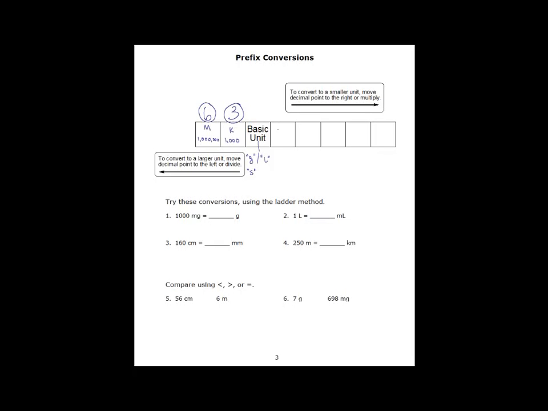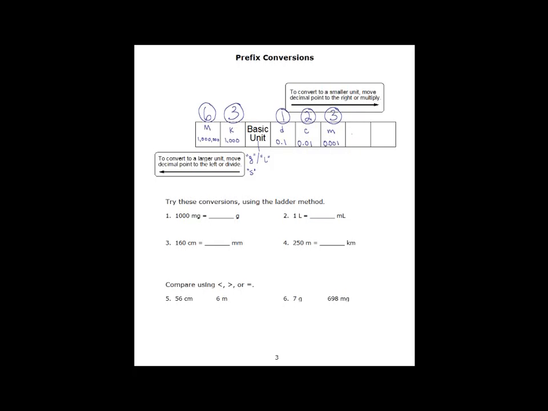Okay, after the basic unit we have deci, which is a lowercase d, and that is 0.1 for the base unit multiplier. So you're going to move that 1 to the right. And like I said, I'll explain these in a second. Centi, lowercase c, 0.01. Move that 2 to the right. Milli, 0.001. 3 to the right.